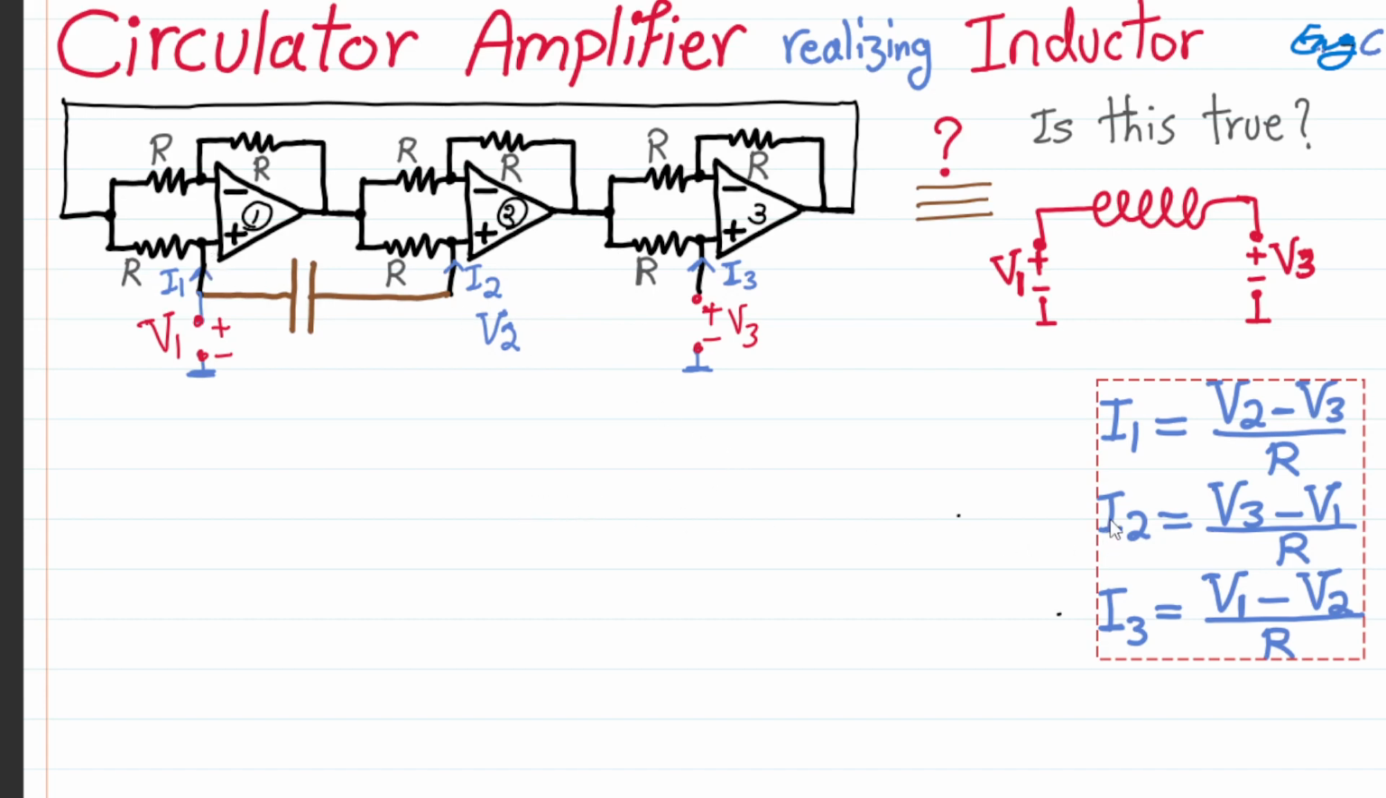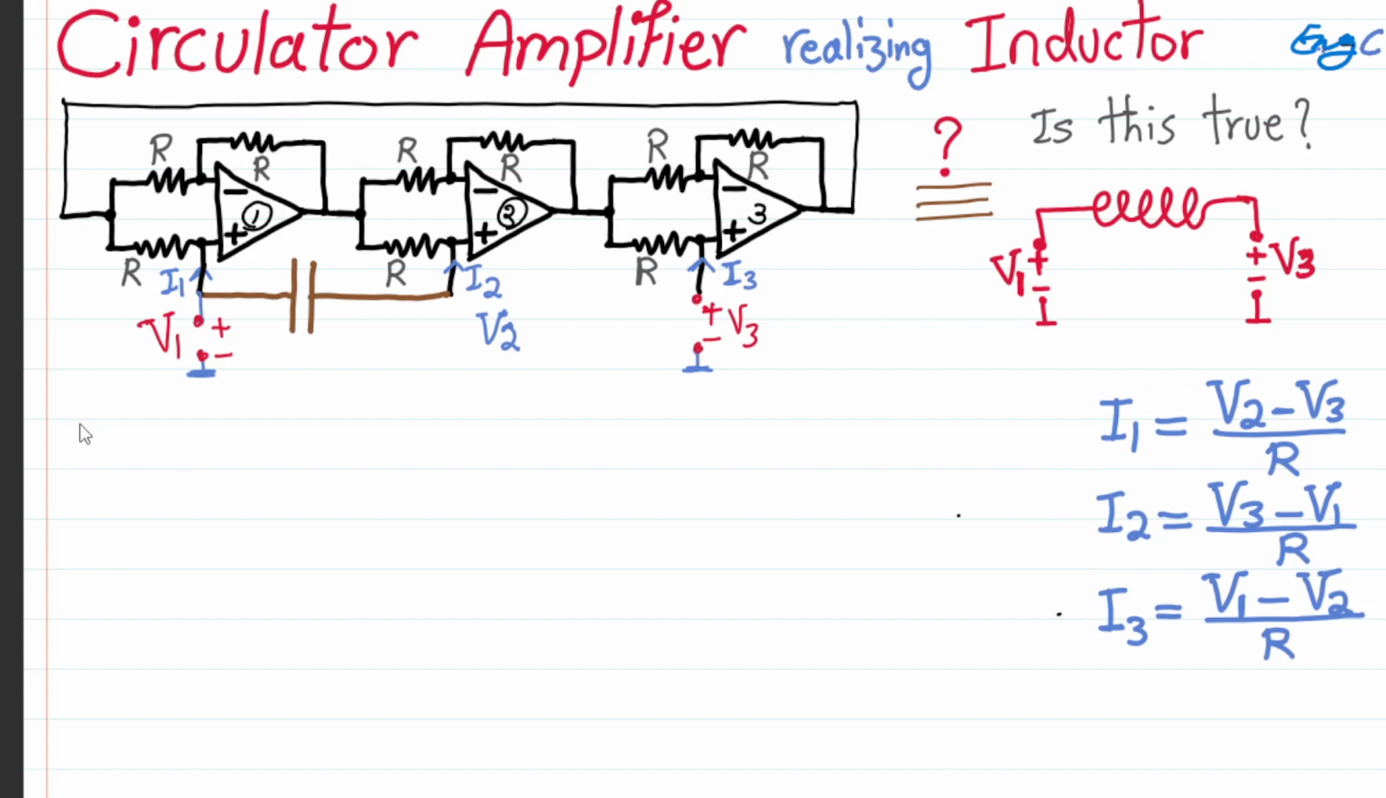Let's say this is true. I have proved these three relationships in a separate video, but you can watch that. But I'm going to prove it again at the end of this video. But let's say these are true. Now I am interested to see whether this statement, that this circuit is converting cap to inductor, is true.